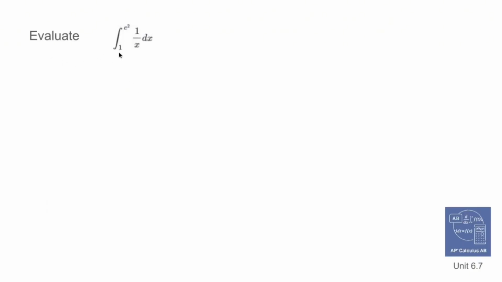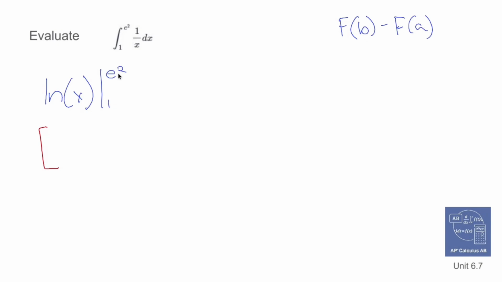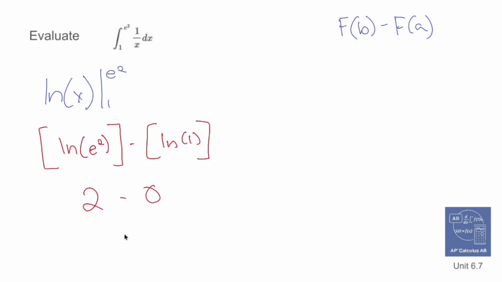Evaluate the integral from 1 to e squared of 1 over x. Well, the integral of 1 over x is ln of x. And then the limits of integration come along for the ride. Remember, after you integrate, you take the antiderivative that we just found, plug in the upper limit, plug in the lower limit, subtract the one from the other. So what this is going to look like is ln of the upper limit, so ln of e squared, minus ln of the lower limit, which is 1. Ln of e squared is just 2. Ln of 1 is nothing, and 2 minus 0 is 2.